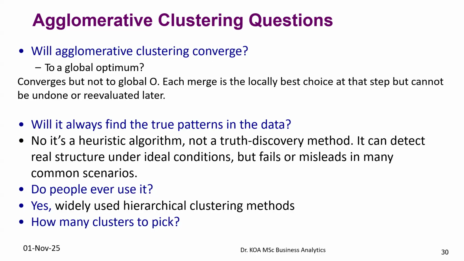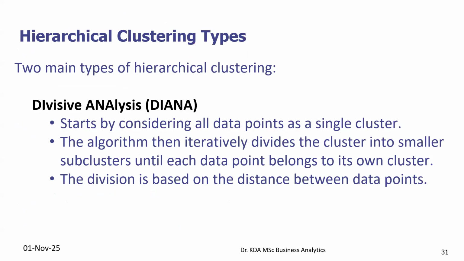How many clusters do you normally pick? You don't know. You can go as far as you can in that sense. And then we have seen that you keep going and keep going and keep going. That's why you can have many in the end. We said that there are two types of hierarchical clustering. The first is agglomerative analysis, agglomerative nesting. And the second is divisive analysis.